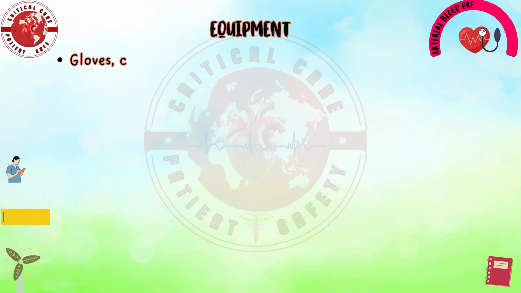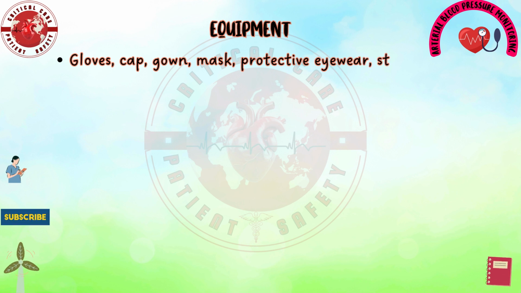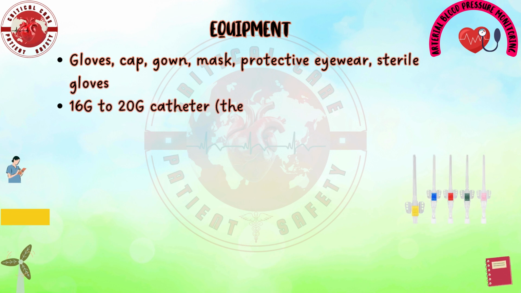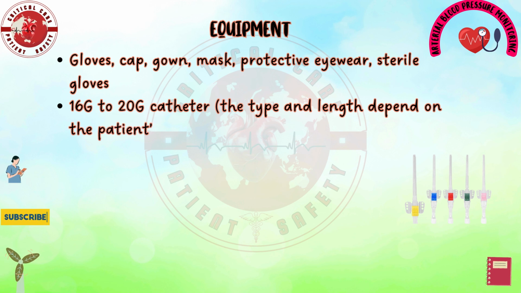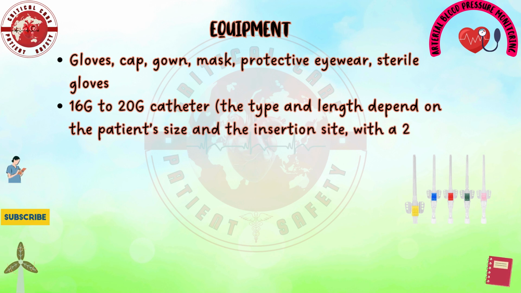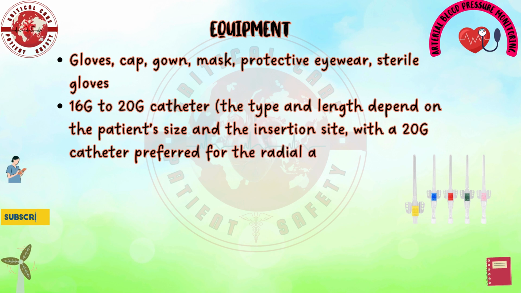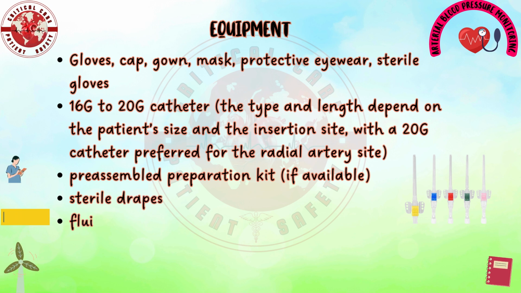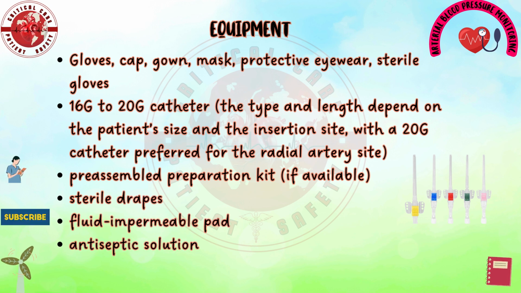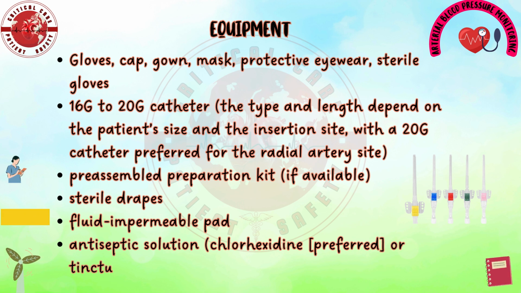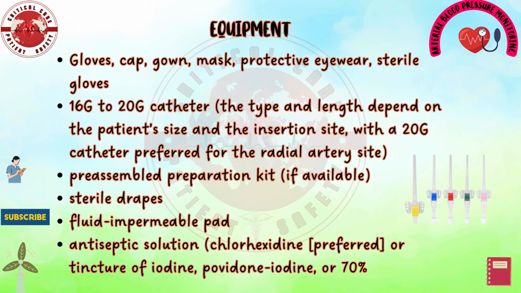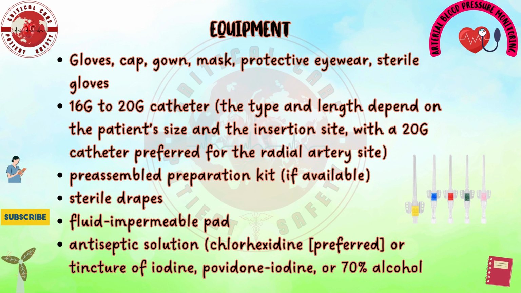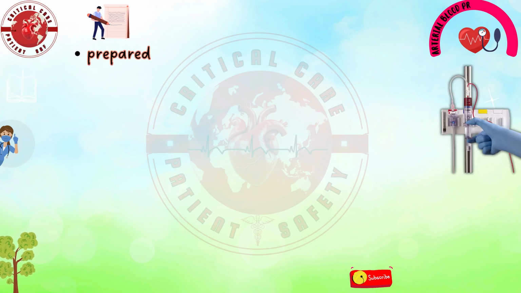Equipment. Gloves, cap, gown, mask, protective eyewear, sterile gloves. 16G to 20G catheter. The type and length depend on the patient's size and the insertion site, with a 20G catheter preferred for the radial artery site. Pre-assembled preparation kit, if available. Sterile drapes. Fluid impermeable pad. Antiseptic solution, chlorhexidine preferred, or tincture of iodine, povidone iodine, or 70% alcohol. Prepared pressure transducer system. Ordered local anesthetic.